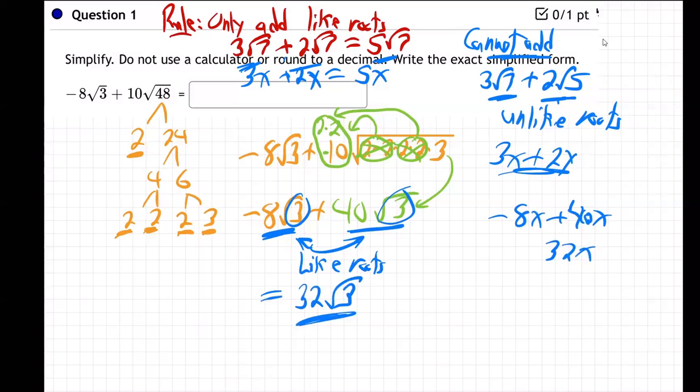So you just subtract the numbers in the front. 40 minus 8 is 32 root 3, just like you would do with x's. So after we simplified the square root of 48, it ended up becoming a like root. And so we could combine them. And there we go.